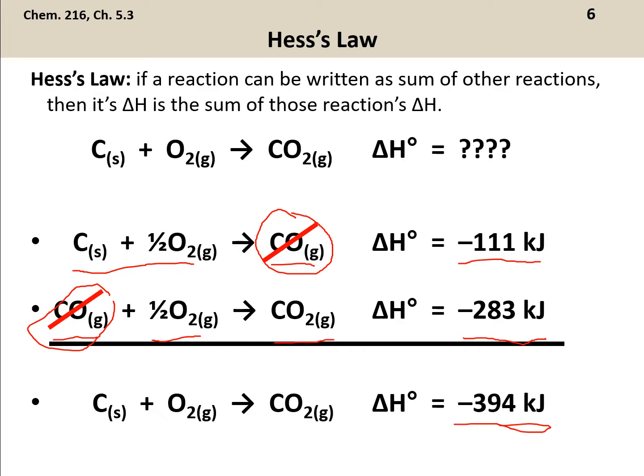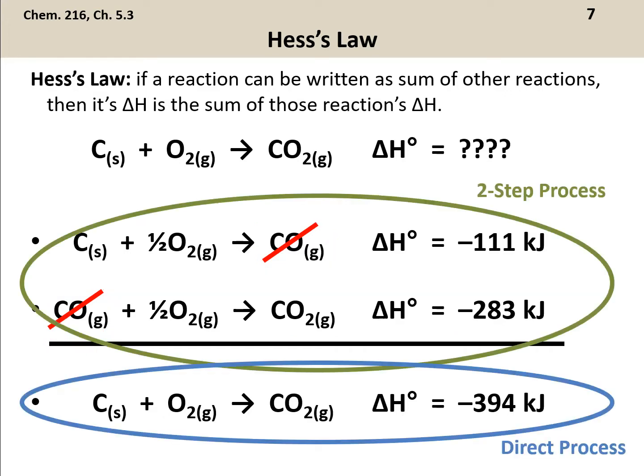Right? Now, we can think of this right here as basically a two-step process. Right? So in green, I'm going from carbon to CO and then from CO to CO2. That's two steps to get to CO2. Or I could do it in a direct process or a one-step process. And the key thing is that the delta H overall is the sum whether I do it in two steps or if I do it in one step.